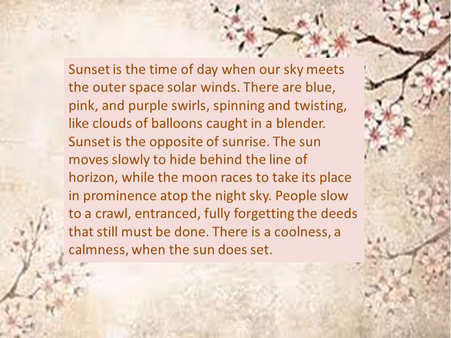Sunset is a time of day when our sky meets the outer space solar winds. They are blue, pink and purple, swirling, spinning and twisting like clouds or balloons caught in a blender. Sunset is the opposite of sunrise. The sun moves slowly to hide behind the line of the horizon, while the moon races to take its place in prominence atop the night sky. People slow to a crawl, entranced fully, forgetting the deeds that still must be done. There is a coolness and calmness when the sun does set.